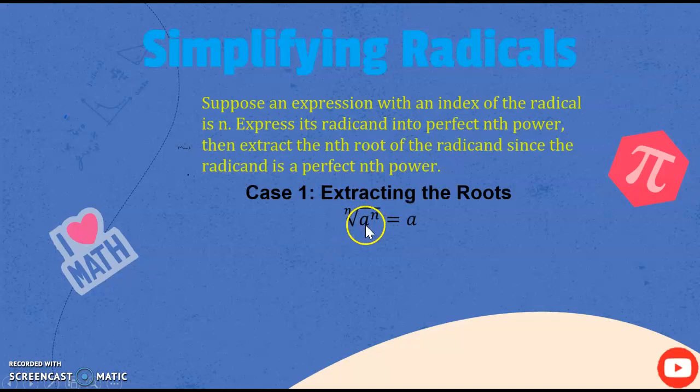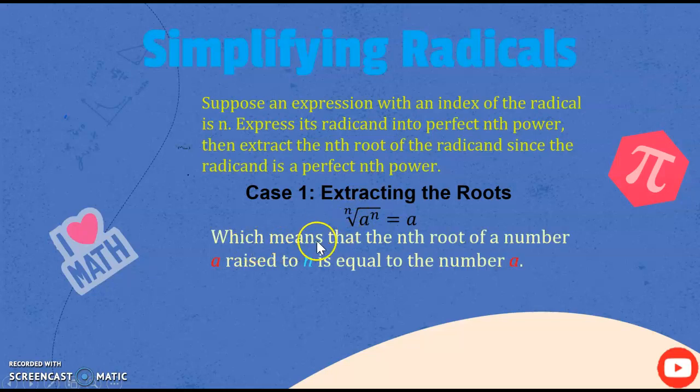Alright, so the index is n, and the radicand is a perfect power n, and it is equal to a. What happened to the exponent and the index, the power and the root n? It is cancelled, alright? Which means that the nth root of a number a raised to n is equal to the number a. Okay, so let's put this into an illustrative example.